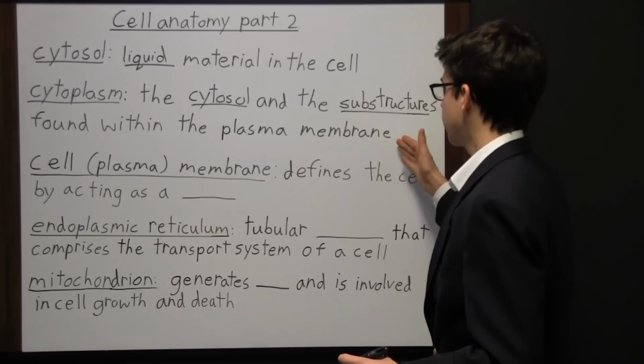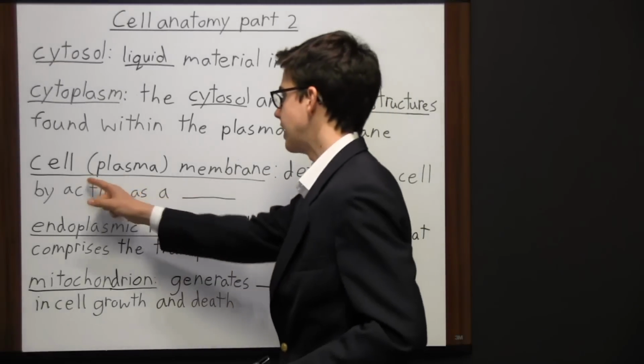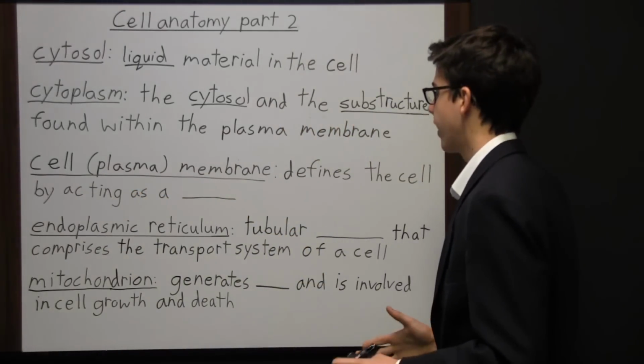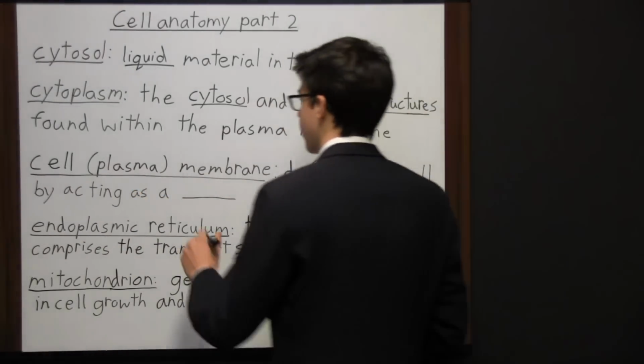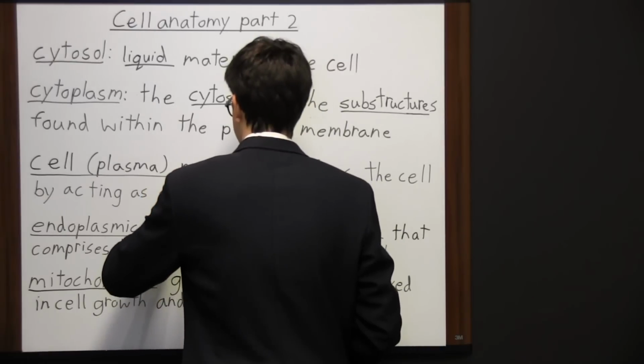And now we come to the plasma membrane, which can also be called the cell membrane, which defines the cell by acting as a barrier.